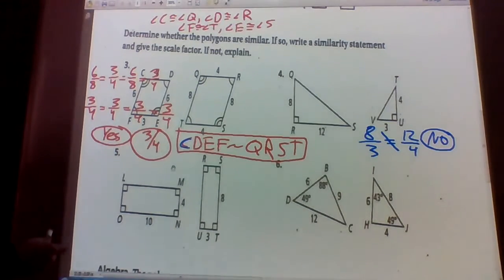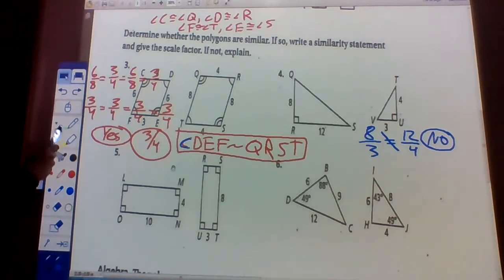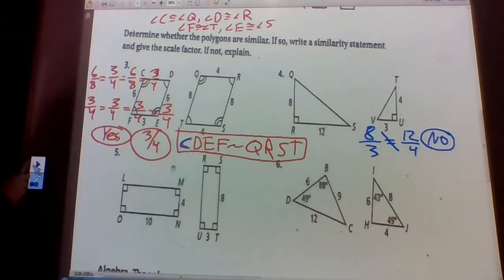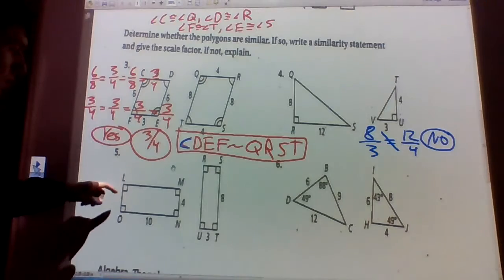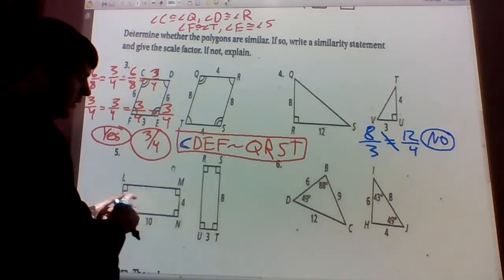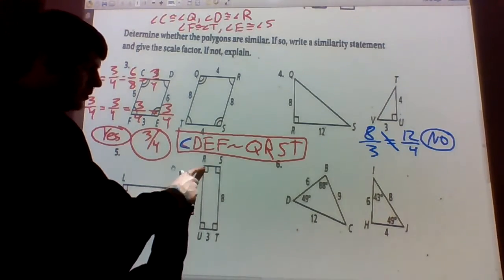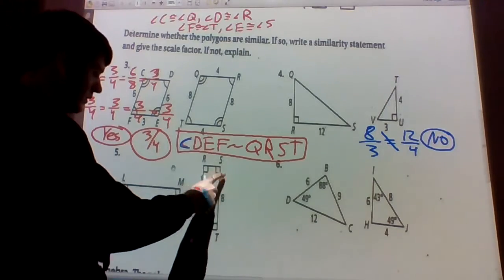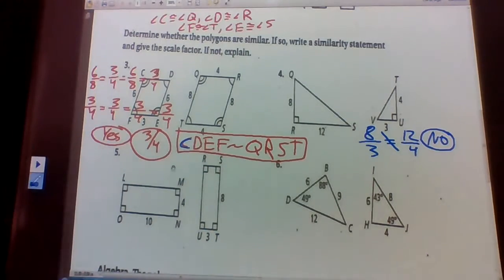Okay, number 5 here. So we have 4 pairs of congruent angles. They're all 90 degrees. So again, if you rotate this, L matches up with U, M with R, N with S, and O with T. So that's good. 4 pairs of congruent angles. We would then have to check the sides.